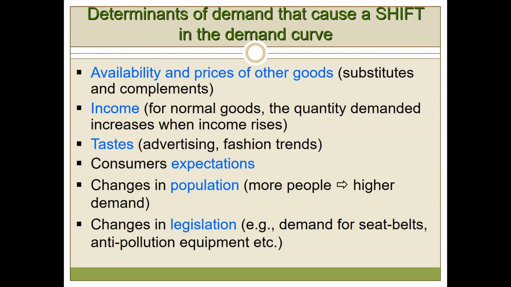Changes in legislation can affect demand. For example, new changes in law can create or reduce demand for particular products. For example, when there are new regulations to control pollution, there will be high demand for anti-pollution equipment, which can allow companies to obey this new law.